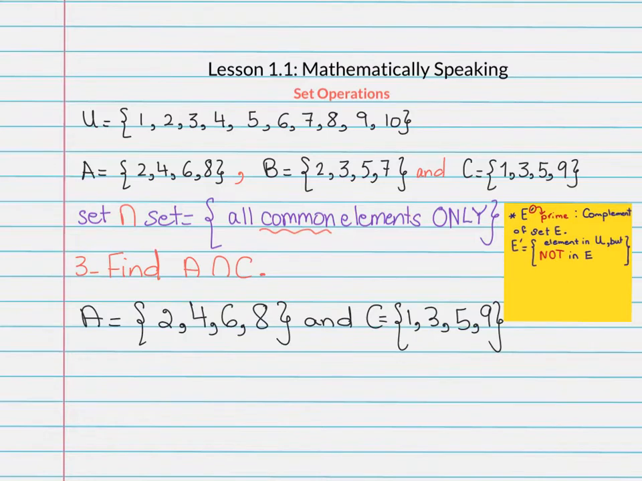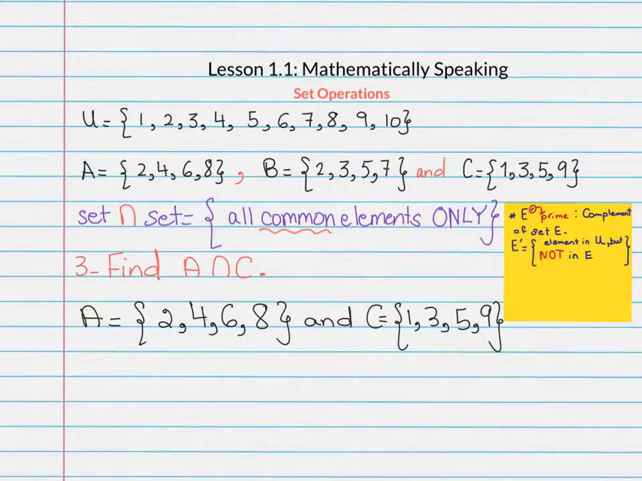A third example, find the intersection between set A and set C. We need to find the common between set A and set C, so I listed the given sets. Now we have to circle the elements that are common. Let's start. 2 is only in A, I cannot see it in C. 4 as well, 6 as well, and 8 as well. 1 also in C, 3 only in C, 5 only in C, and 9 only in C.